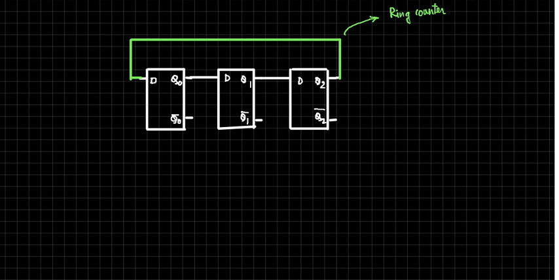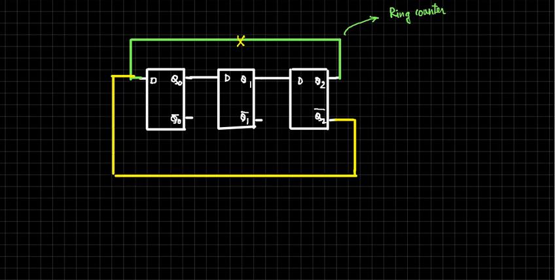But what if we do something like this? Instead of connecting this, what I'm doing is connecting this complement output to the input of the first. That also I can do. This is not connected, okay? I'll put a cross there. In that case, this is called a twisted ring counter.